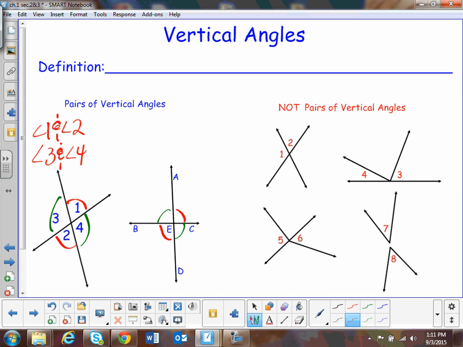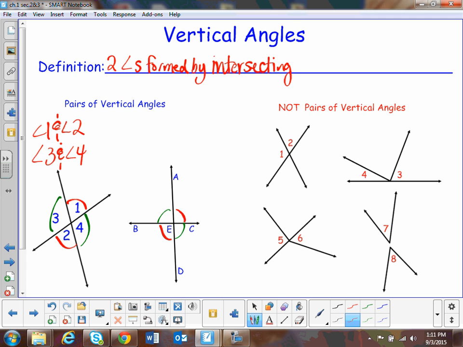Here are some examples that are not vertical angles. So if we had to come up with a definition in our own words, we would probably say something like this. Two angles formed by intersecting lines.